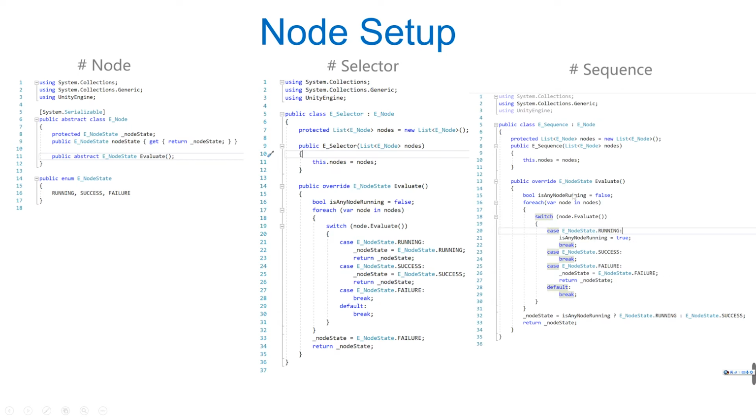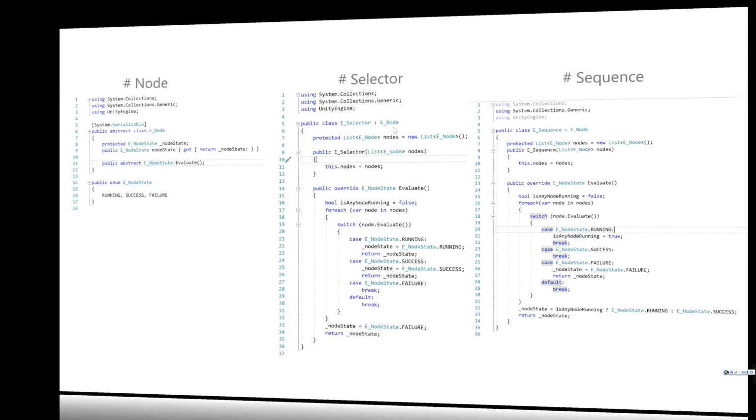And for the sequence, it will check first: if it's running, it will mark it, and if it's a success, it will check the next one until all of them are success. If one is failure, then the whole sequence will be failure. Then it will choose between running and success. And if all of them are success, it will return success.